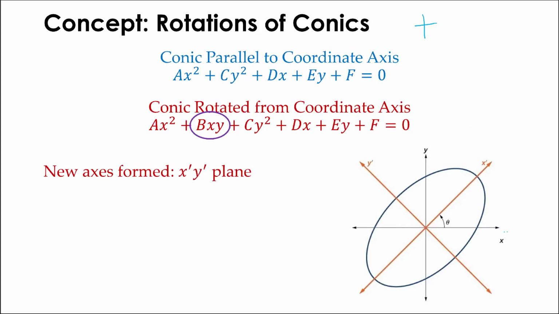So we've got our xy plane, like we had up here. But now, instead of having an ellipse that is parallel with that xy plane, it is rotated. We can see that we're rotating about this theta angle, and now we have this new x prime, y prime. That's what we're looking at with this rotation of conics.